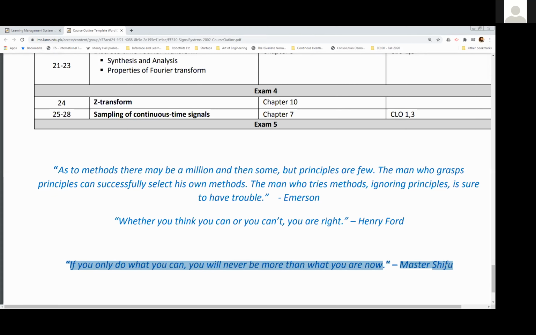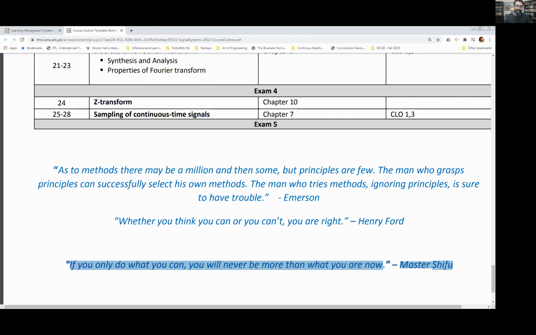I think he called you Master Shifu, I guess. Yes, he called me Master Shifu. I was taken aback, but he did call me Master Shifu. And Shifu of EE department, exactly. Those were his exact words. Shifu of EE department.